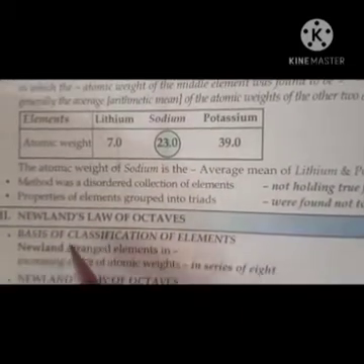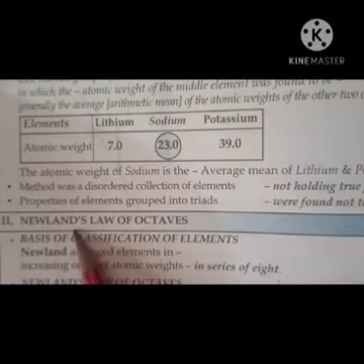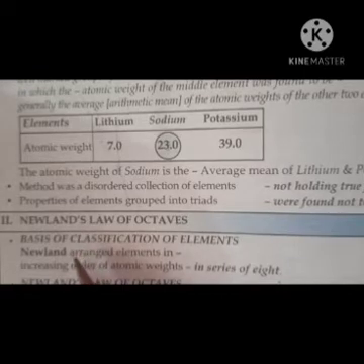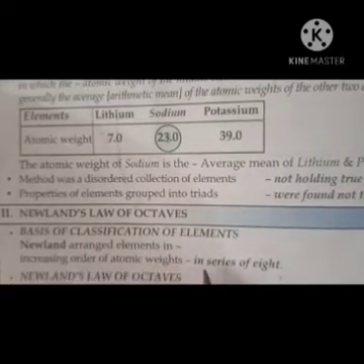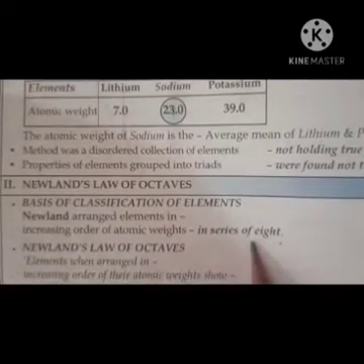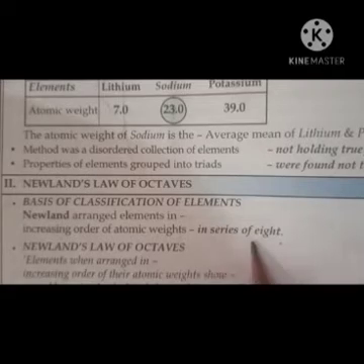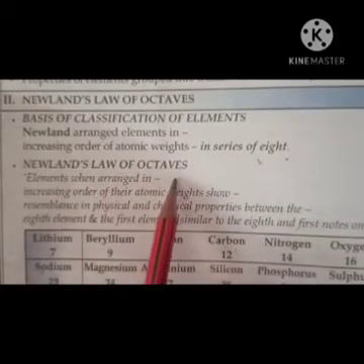Then Newlands in 1864 also tried to classify the elements, and he arranged the elements in increasing order of atomic weights in series of 8. Actually he arranged the elements on the basis of the musical note, and he gave a law that is called Newlands' Law of Octaves.